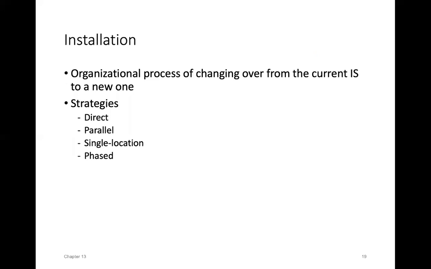The installation is the process of changing from the current information system environment to a new one. So when we go from the installation phase, we're cutting over to our new world. There are 4 broad strategies that we might want to consider: direct, parallel, single location, and phased. As I said at the beginning of the class, each of these has its pros and its challenges. So there's no right answer to which one is the most appropriate, but you need to understand what the differences between these strategies are. Let's look at these in turn, beginning with direct.